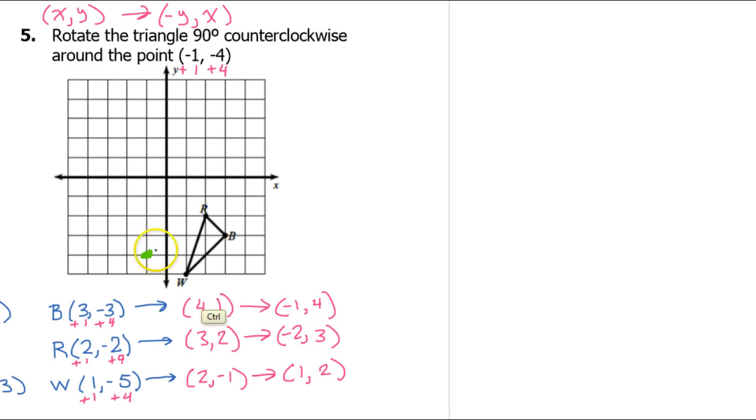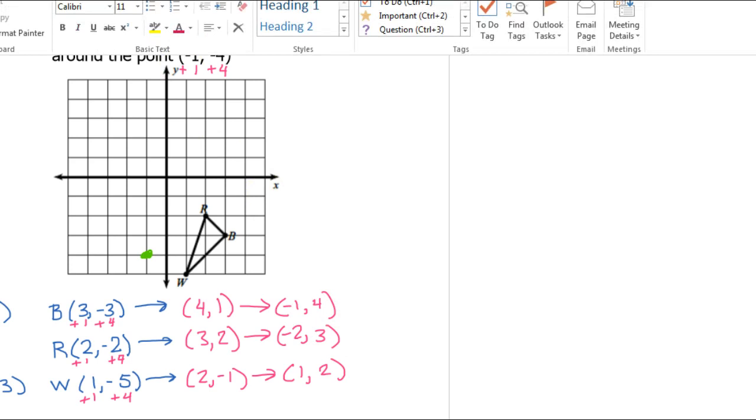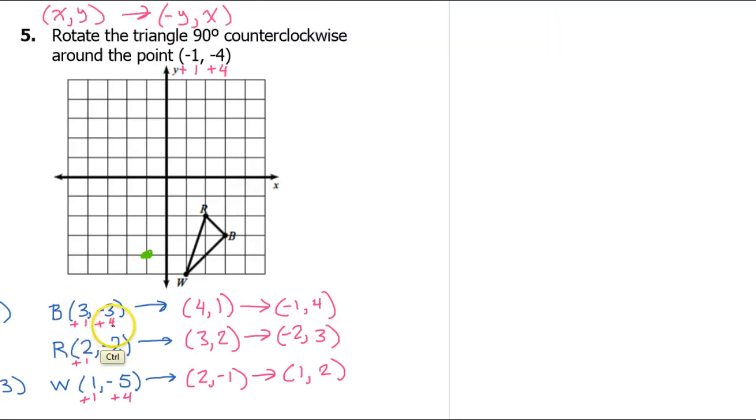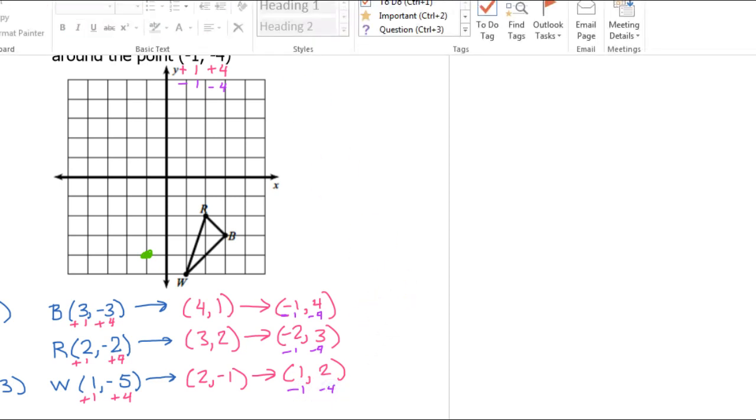But this is not the final answer because we moved the graph away from what it really was. So before we can have the final answer, we have to move it back again. So when I moved the graph in the first place, I added 1 and I added 4. If I want to fix that, I'm going to have to subtract 1 and subtract 4 to undo what I did. So now I'm going to subtract 1 and subtract 4 from everything. So minus 1, minus 4, minus 1, minus 4. And this should give me the final answer.